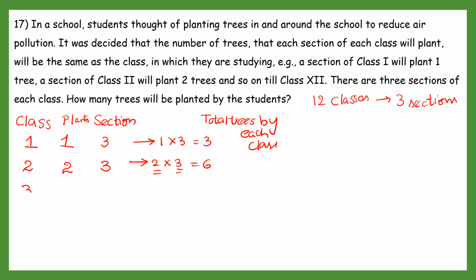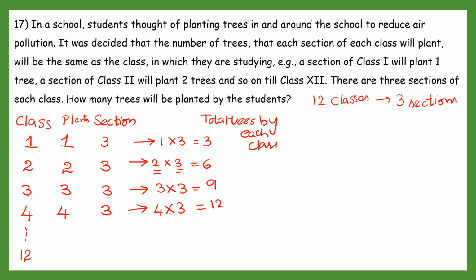If the class is 3, each section will plant 3 trees. How many sections are there for every class? 3 sections. So the number of trees planted by class 3 students is 3 into 3, which is 9. Let's take one more example. If the class is 4, each section of the 4th class will plant 4 trees. There are 3 sections, so the total number of trees planted by 4th class students is 4 into 3, that is 12, and so on.